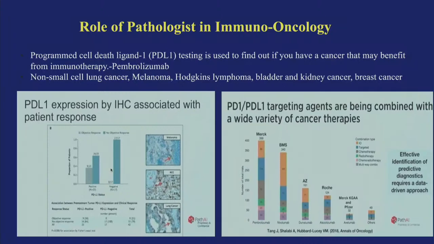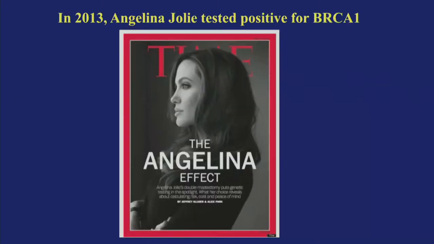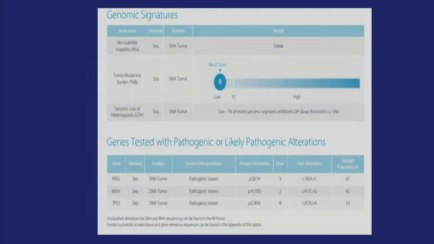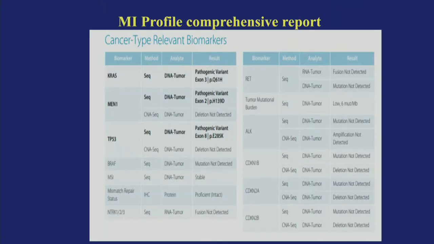And if you see, PD-L1 now is being used in a variety of cancers, and it's basically used to give immunotherapy for the patient. And in 2013, we know that Angelina Jolie tested positive for BRCA1, and this paved the way for the complete NGS panel. And now we are doing more than 300 to 500 genes. We are quantifying the tumor.